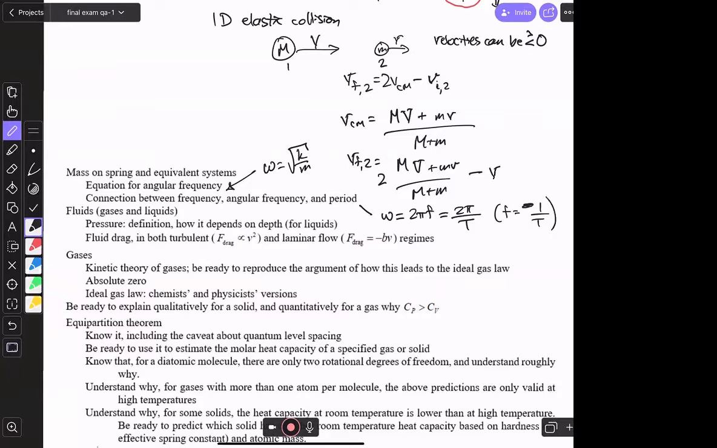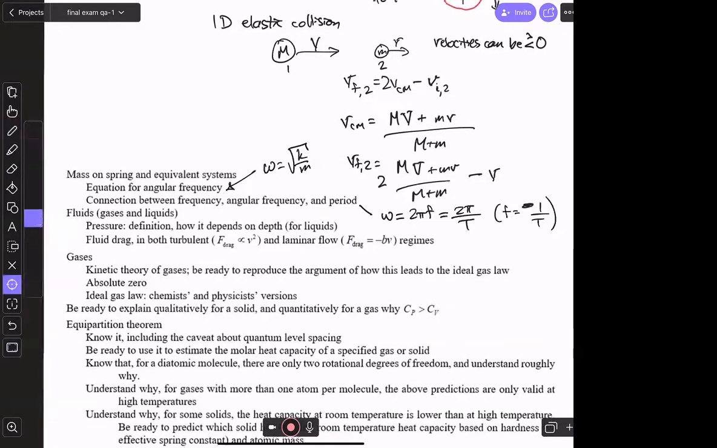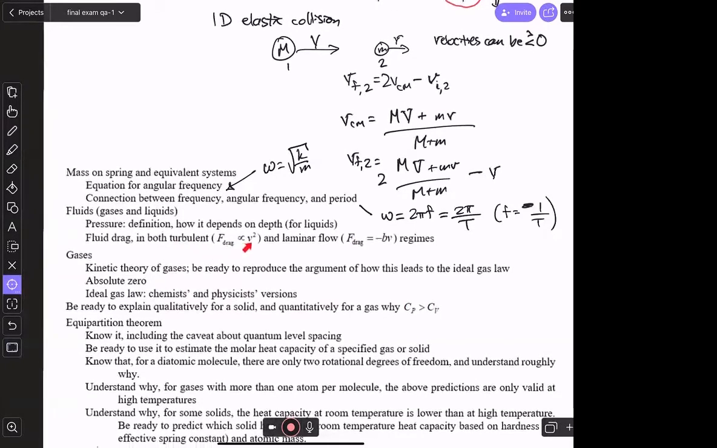Fluids. Understand what the pressure is, and how it depends on depth. Fluid drag, we only talked about briefly, mostly in the context of terminal velocity. That's one important idea about it.